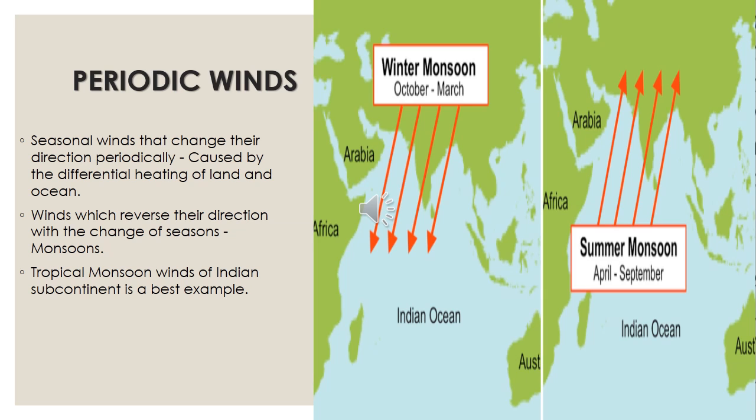Then the periodic winds. The periodic winds, or seasonal winds, change direction periodically. These winds are caused by the differential heating of land and ocean. They blow in a particular period, so they are called periodic winds. They are seasonal winds and they change their direction based on the time.